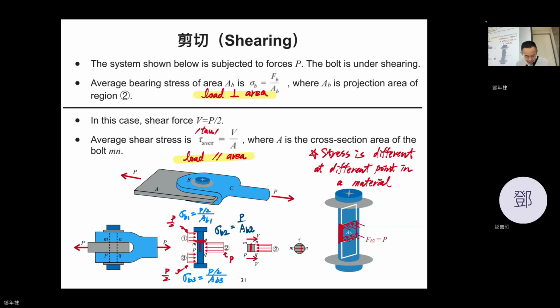here, right? Here, the force is cutting that bolt. So it's called shear. And I will continue my lecture.